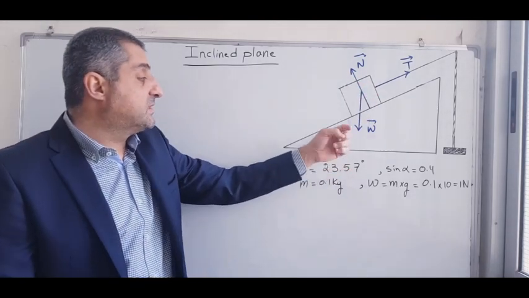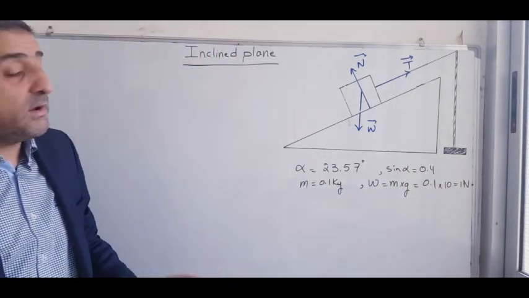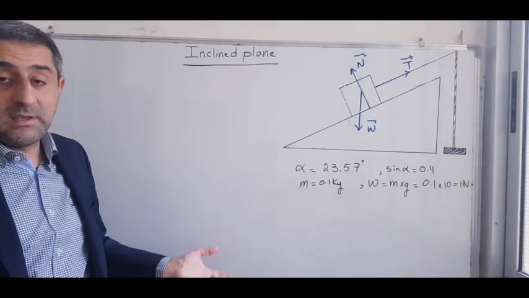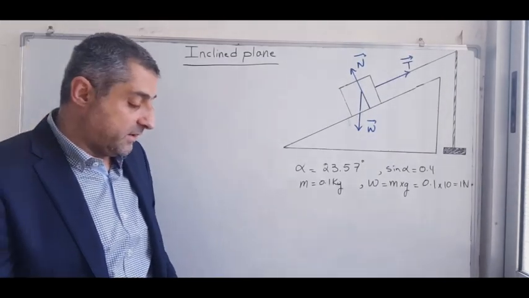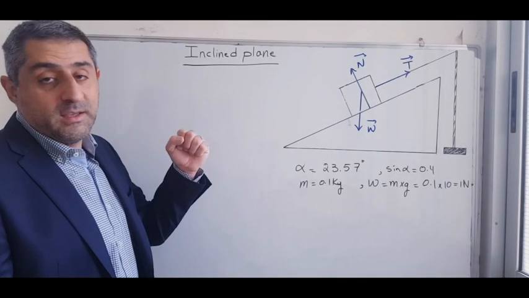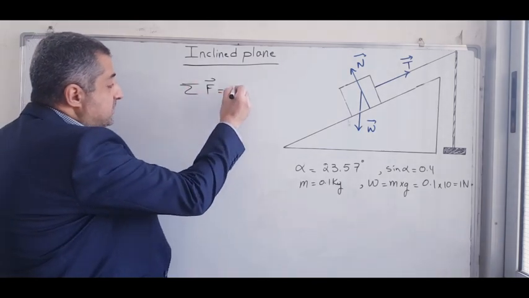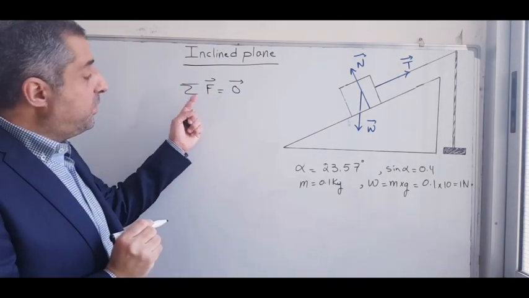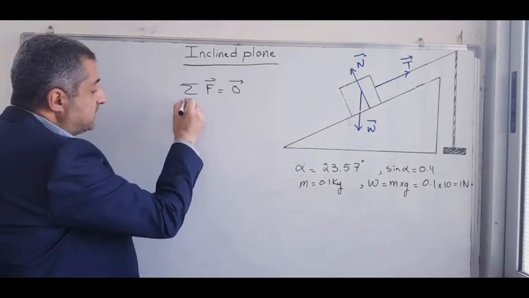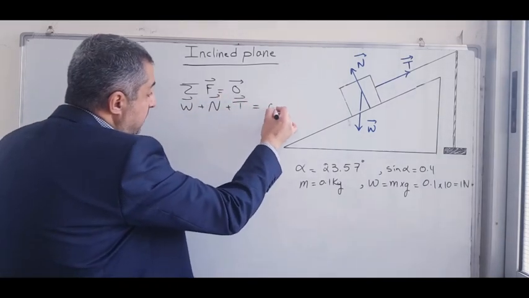The three forces acting on the inclined plane are the weight, the normal, and the tension. One of the three forces is given, which is the weight. As we calculated, it's equal to 1 Newton. And now we have to find the magnitude of the tension T and the normal N. How can we calculate the two forces here? Since the block is at rest, we apply Newton's first law. Sigma F equal to 0. The sum of all forces acting on the block is equal to 0. The three forces acting here: the weight plus the normal plus the tension equal to 0.